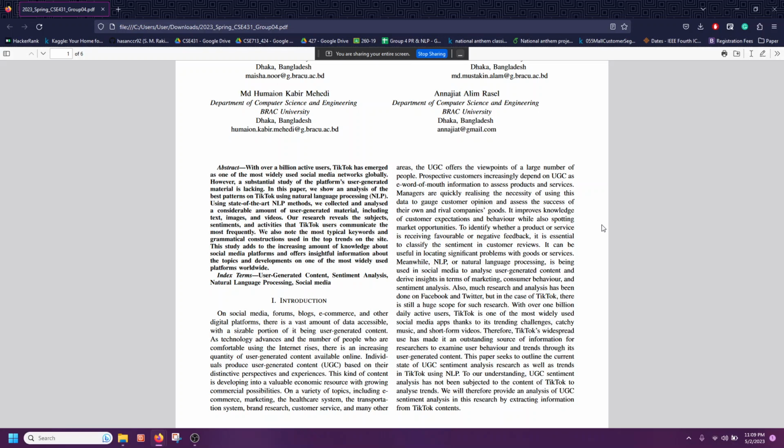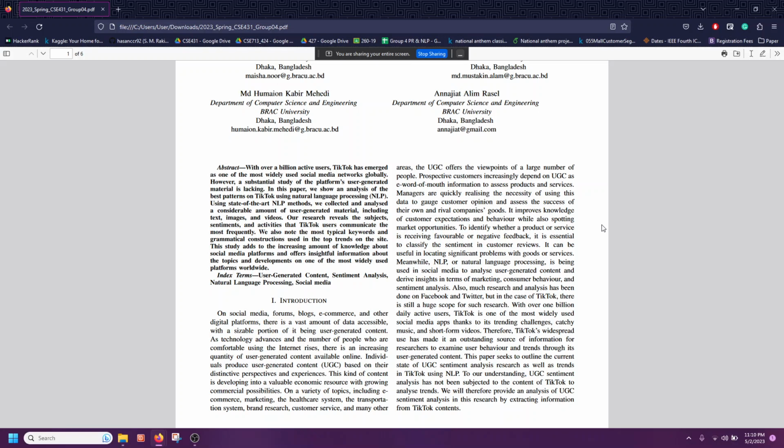Prospective customers increasingly depend on UGC as e-word of mouth information to access products and services. Managers are quickly realizing the necessity of using this data to gauge customer opinion and assess the success of their own and rival companies' goods. It improves knowledge of customer expectations and behavior while also spotting market opportunities. To identify whether a product or service is receiving favorable or negative feedback, it is essential to classify the sentiment in customer reviews. Meanwhile, NLP or natural language processing is being used in social media to analyze user generated content.